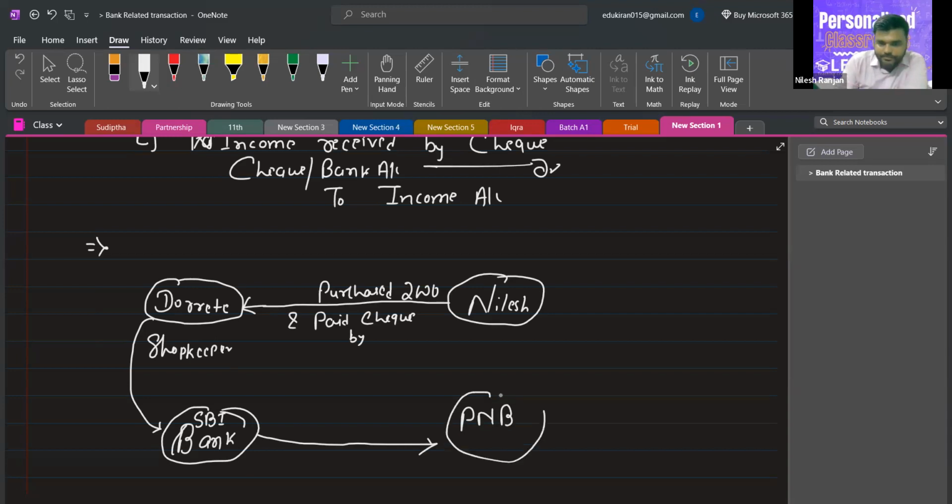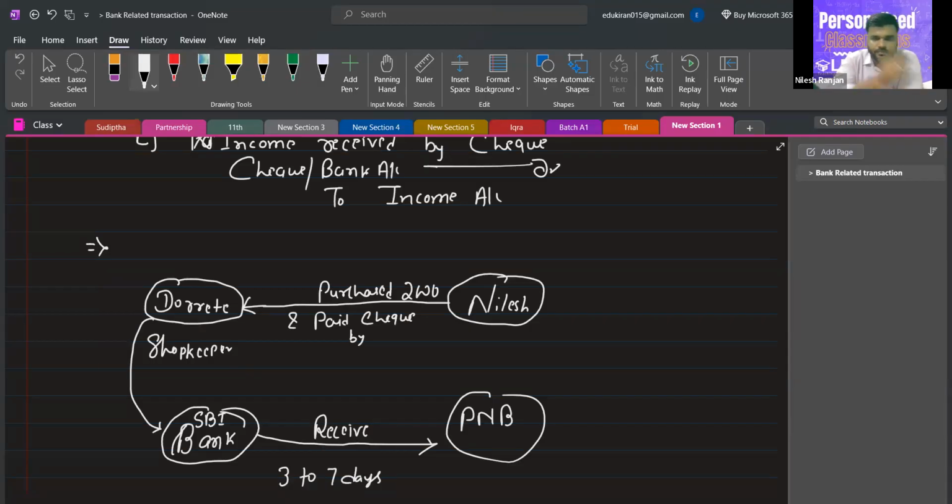And I have my account in PNB. So I have deposited some money in PNB. Now, SBI bank will receive money from PNB, and this whole process will take 3 to 7 days.